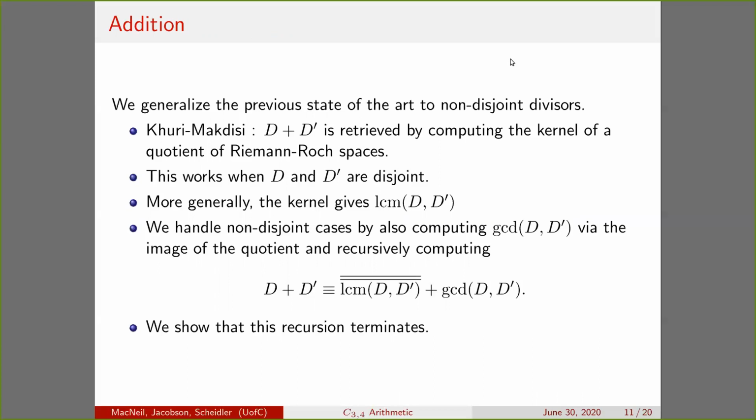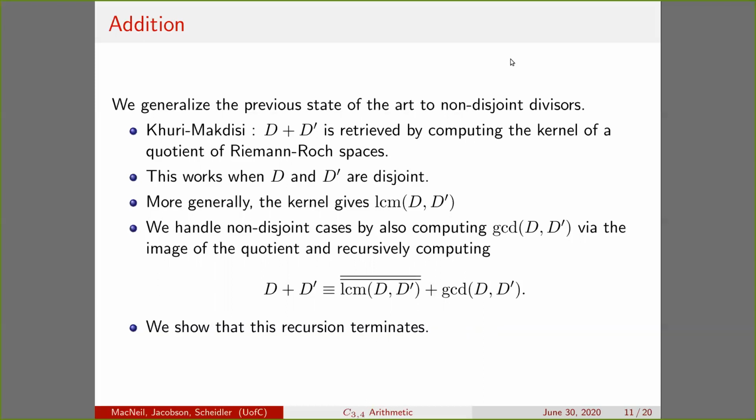So we generalized the work of Costello and Meyer in a couple of ways in this paper. First, we generalized his work to work for non-disjoint divisors as well. That is, we can now add divisors that share a point in common. So Costello and Meyer computed the sum of divisors by computing the kernel of the quotient of Riemann-Roch spaces, which are vector spaces. This works just fine when the two divisors are disjoint, having no points in common. But more generally, the kernel gives the least common multiple of the two divisors, which just so happens to coincide with their sum when the divisors are disjoint.